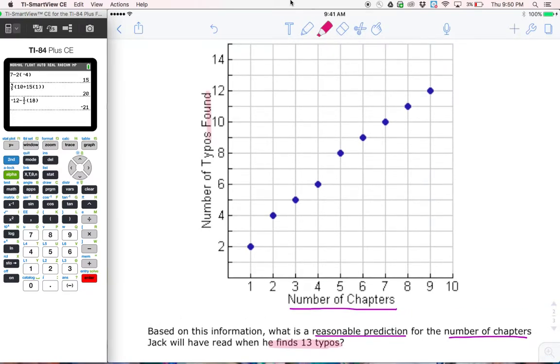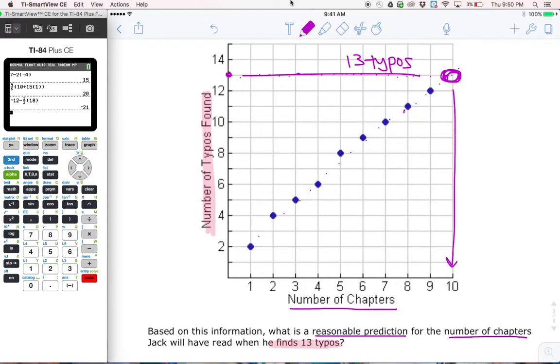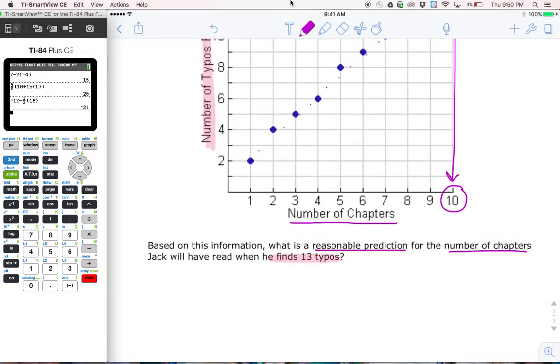Well, typos is this axis over here. And so here's 13, right? So where on this line would I expect this kind of data to hit? So I'm thinking I would imagine there would be a point right here, right? So this would be 13 typos. Well, how many chapters is that? That would be about 10 chapters, right? Remember, this is just a guess. We're just trying to make an educated guess here. So I would say 10 chapters.